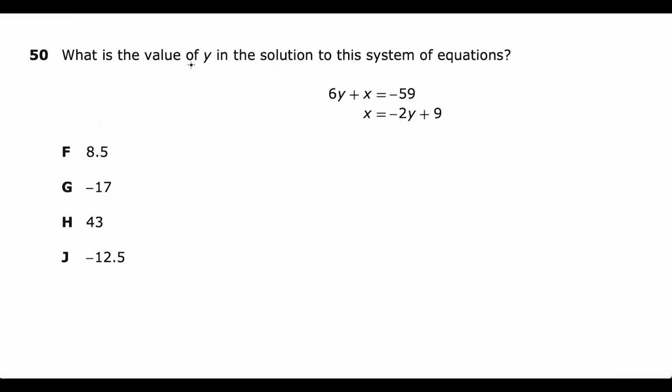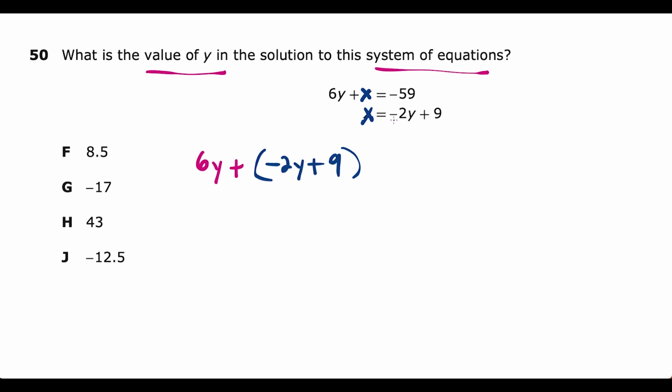So question 50, what is the value of y in the solution to this system of equations? For this one, we could solve the system a few different ways, but substitution seems to be our best bet since this is already solved for x. So we'd have 6y plus, and then instead of x, we could replace it with this definition of x. X is equal to -2y plus 9, and then this is what we're going to set equal to -59. So we're just taking this x equation and plugging it into the line above. And now from here, we just simplify.